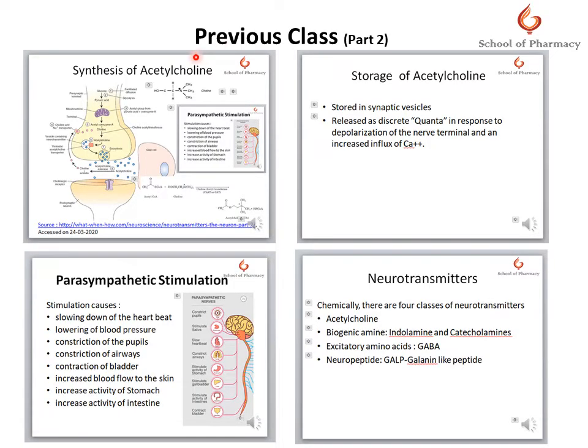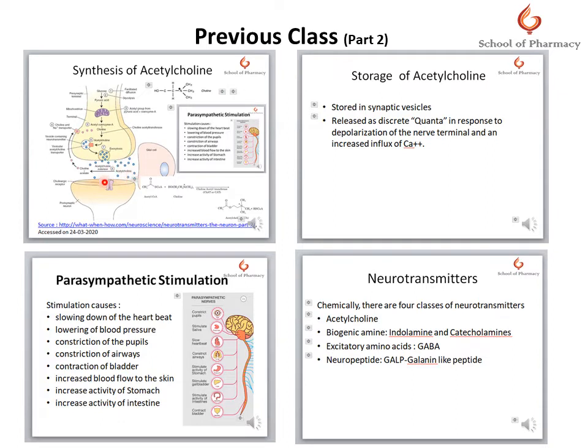First, have a look at the previous class. We have done the synthesis of acetylcholine. After glycolysis, acetylcholine is formed when choline, which is a precursor and is formed by biosynthesis from serine, combines with acetyl coenzyme A in the presence of choline acetyltransferase. It is then stored in vesicles, and by the process of exocytosis it comes out of the presynaptic, or preganglionic, nerve.